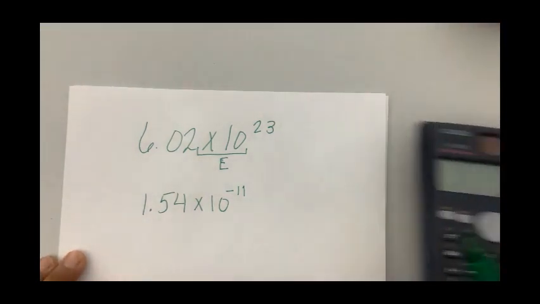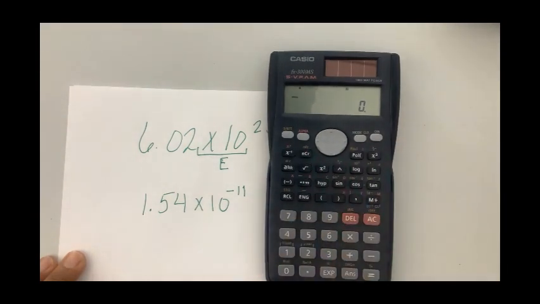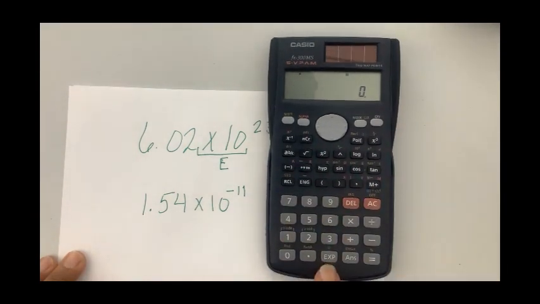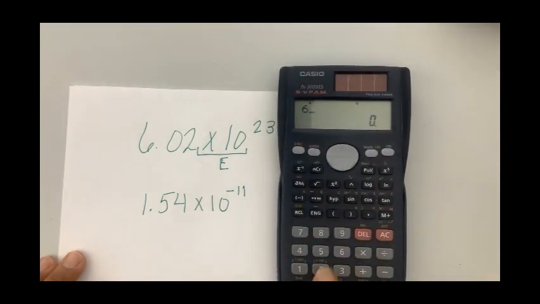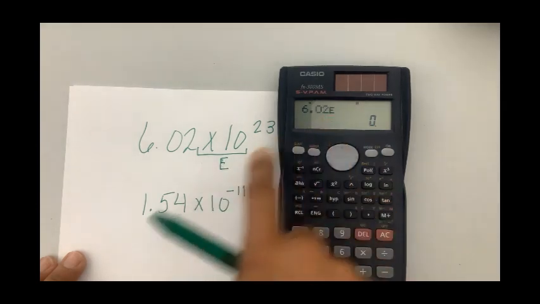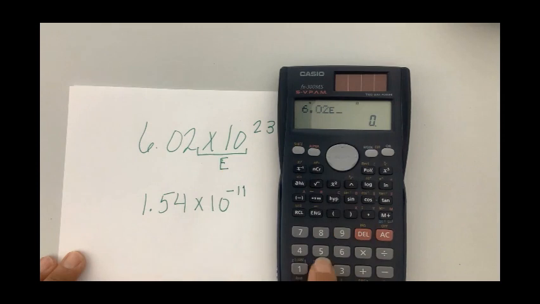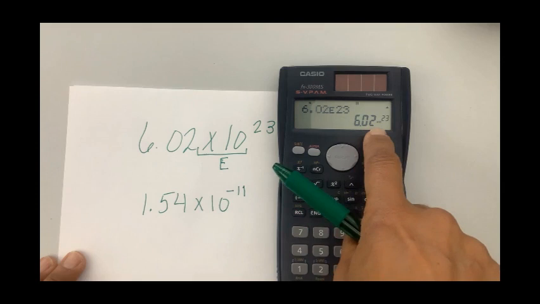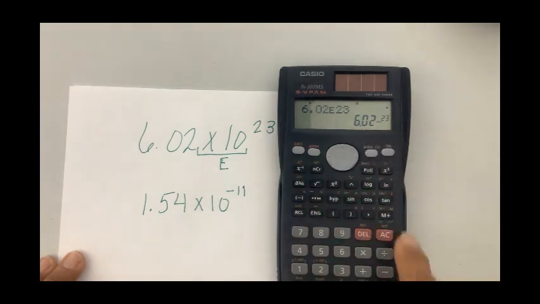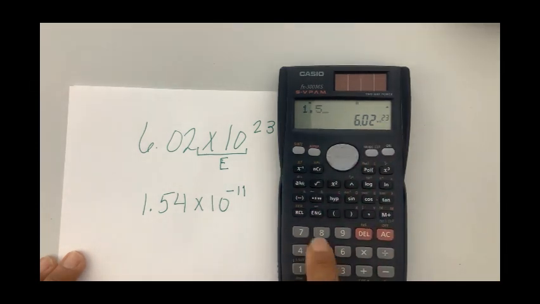This Casio is similar, except it has an EXP button down here, and that's the exponent button you want to use. So we would do 6.02 EXP. Again, you see the E, that represents times 10 to the, and then you just put in the 23. This one does convert it to times 10 to the 23rd. The negative is the same, 1.54 EXP. Use the negative button, negative 11.